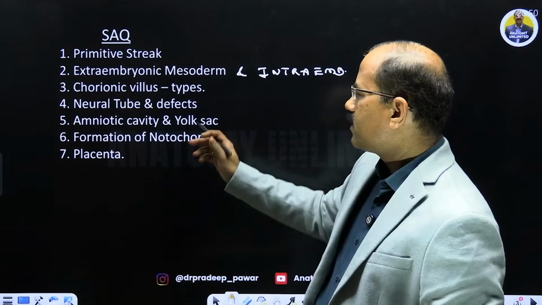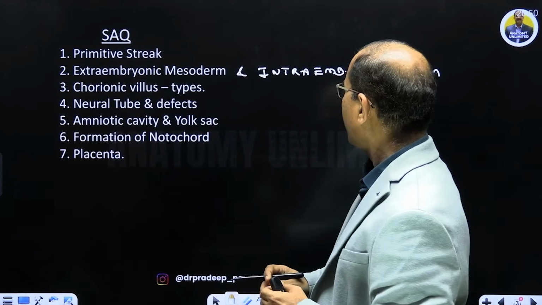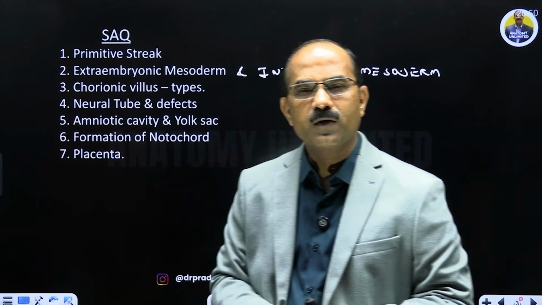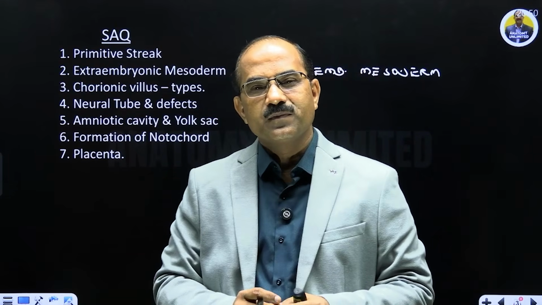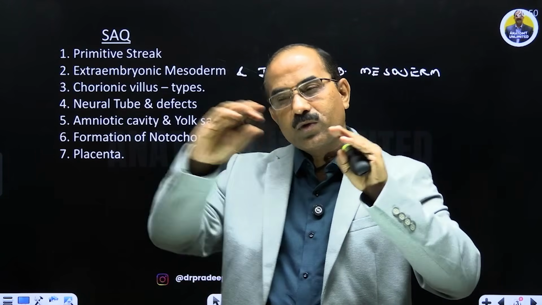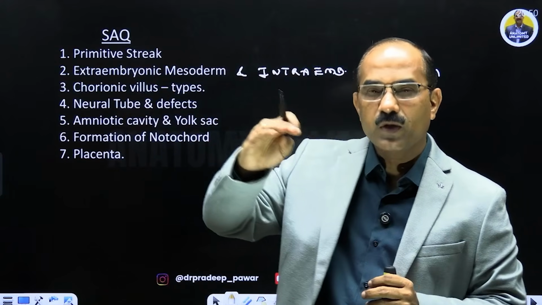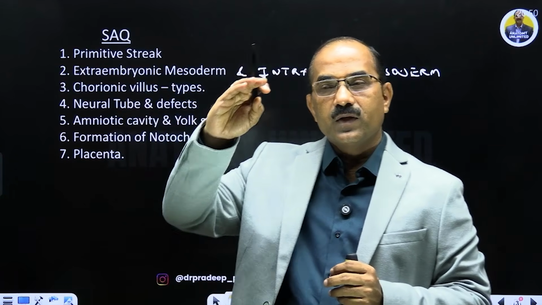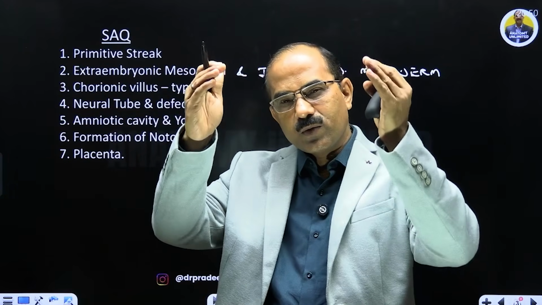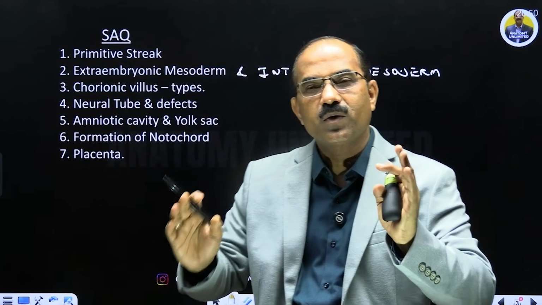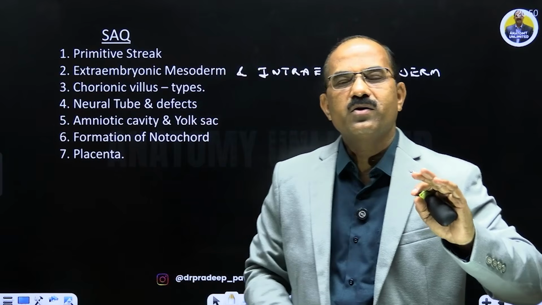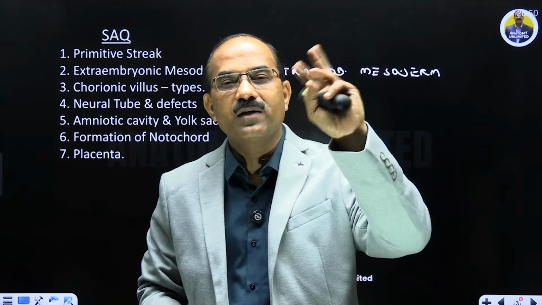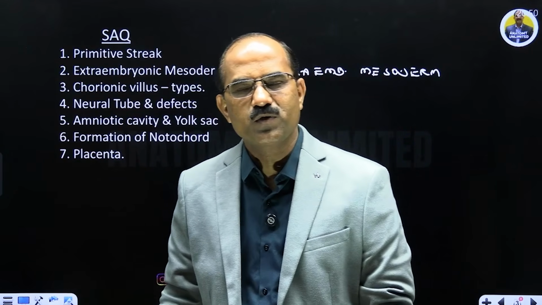Fine. Next is formation of notochord. Another very important topic. How the notochord is formed, right? The primitive notochord or the notochordal process. Then there's a notochordal canal. Then what is the neurenteric canal? Then the notochord separates. What is a definitive notochord and what is the fate of notochord, right? Formation of nucleus pulposus and the apical ligament of dens. That is what you are supposed to write.